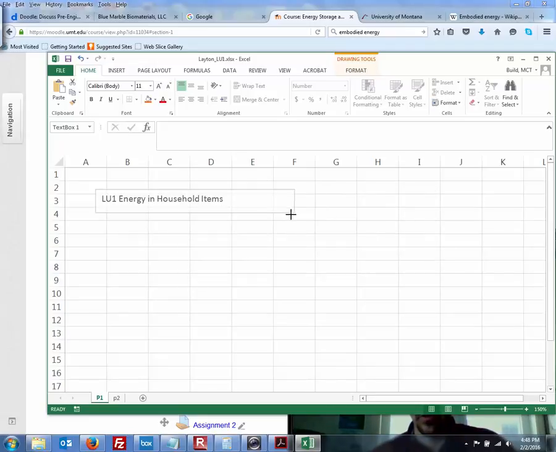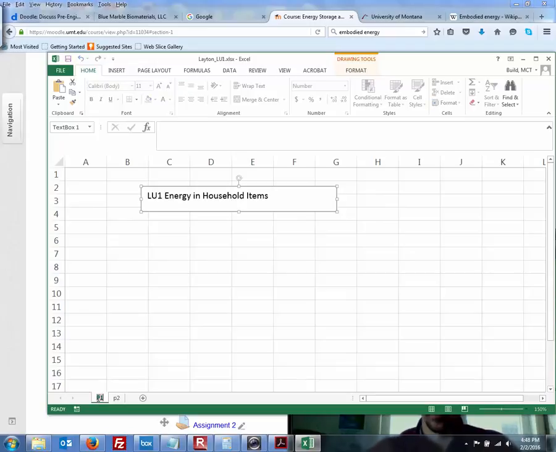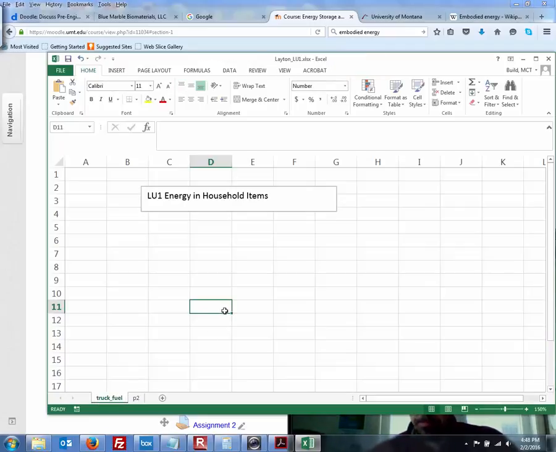Put this guy over here, and I'll just call this truck fuel. I like the way Sean did this, so I'm just going to stick with it. No reason to mess around with it too much.